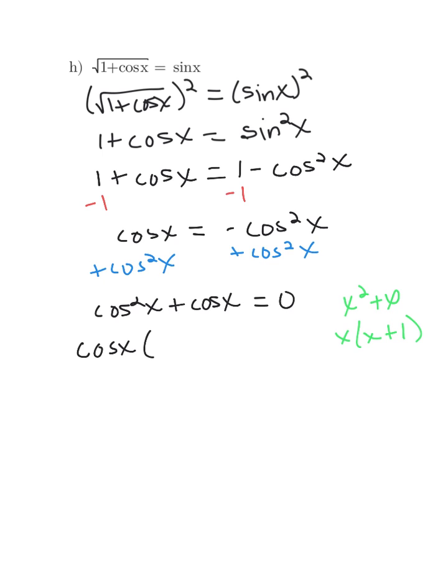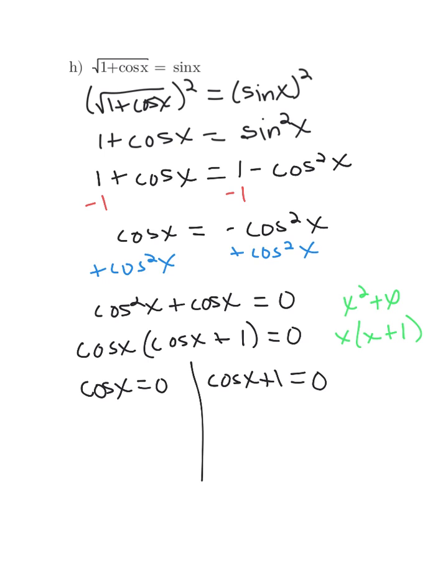If you take cosine squared and divide it by cosine x, you still have one of the cosines of x. For the second term, if you take cosine of x divided by itself, you have 1 equals 0. Well, now we take each of those items and set them equal to 0. Cosine of x equals 0 and cosine x plus 1 equals 0. So we have two equations that we have to solve here.